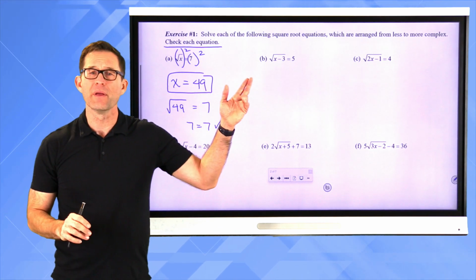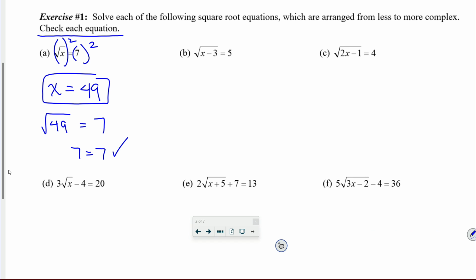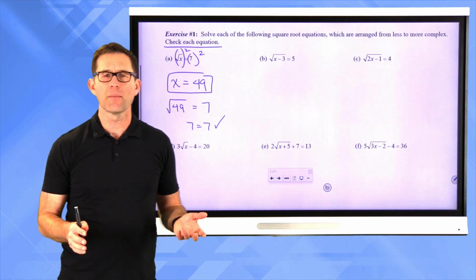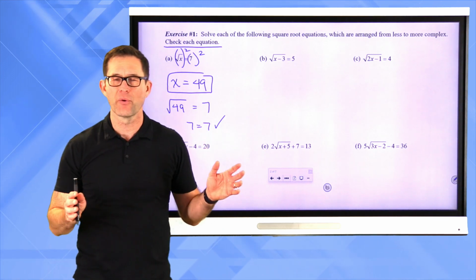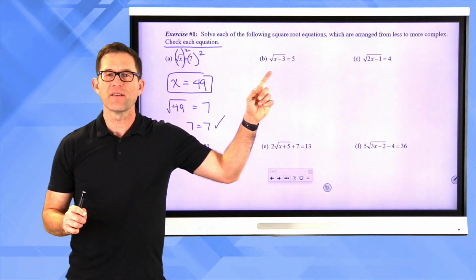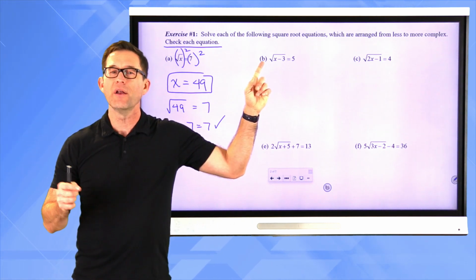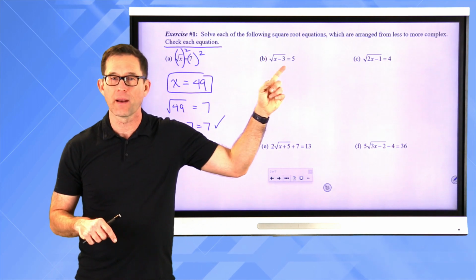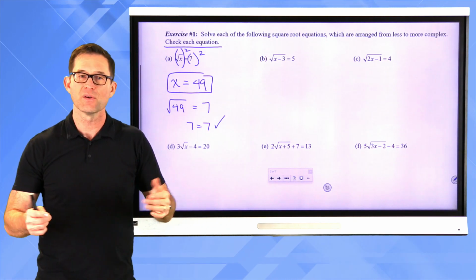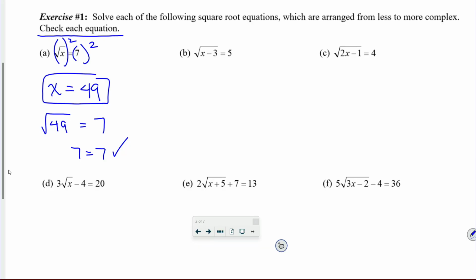Now, something like letter B, where we have the square root of x minus 3 is equal to 5, that's a little more complicated, but at least I can think order of operations, right? So what's happening to x? I'm subtracting 3, then I'm taking the square root. So to undo that, I'm going to square, and then I'm going to add 3 to both sides. So let's jump into that. All right, here we go.